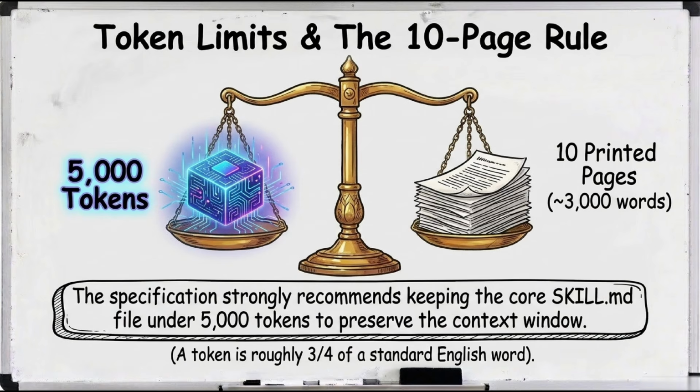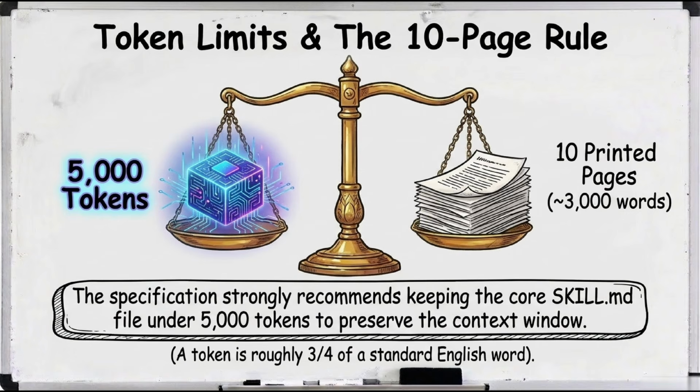A good rule of thumb is that a token is roughly 3/4 of a standard English word. So 5,000 tokens translates to roughly 3,500 words. Think of it as about 10 to 12 pages of a printed book. Okay, so a 10-page instruction manual. Yeah. Which brings us right back to that problem of the AI's short-term memory, the context window.